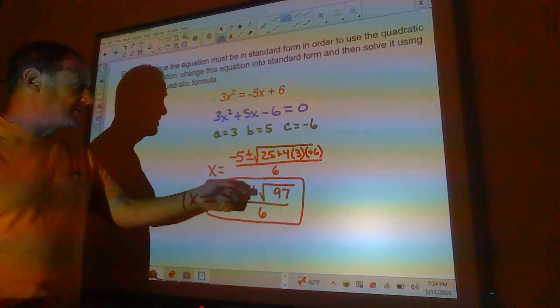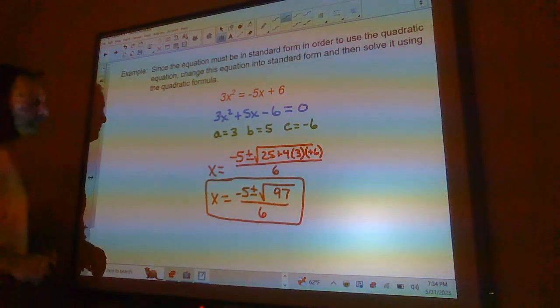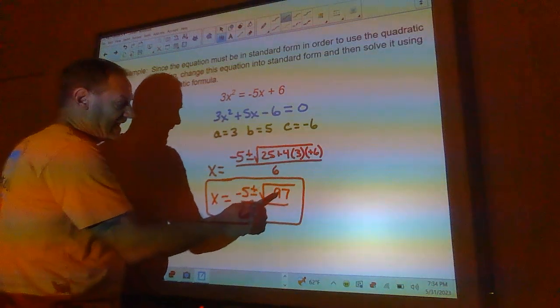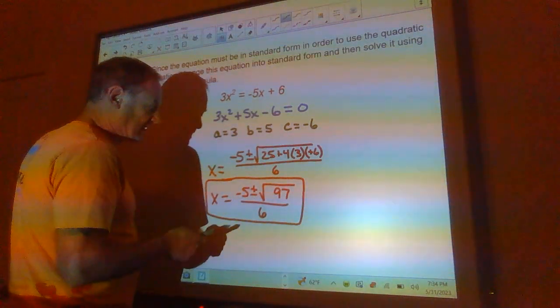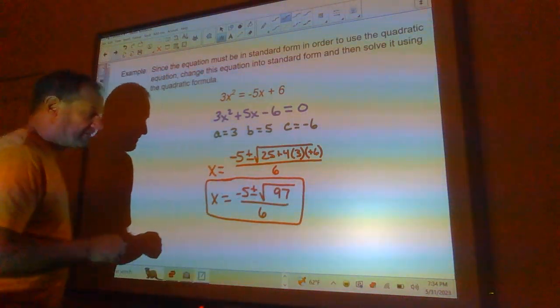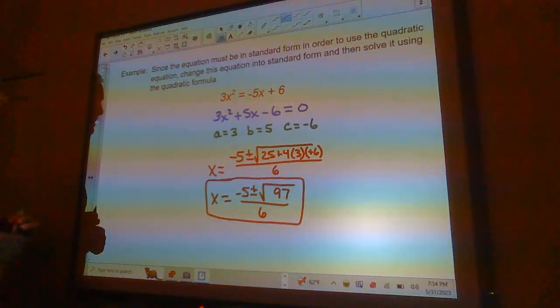If you need a decimal approximation, you can actually work these out. Remember, you're going to take -5 and add the square root of 97 and divide by 6. And then you're going to take the -5 and subtract the square root of 97 and divide by 6.